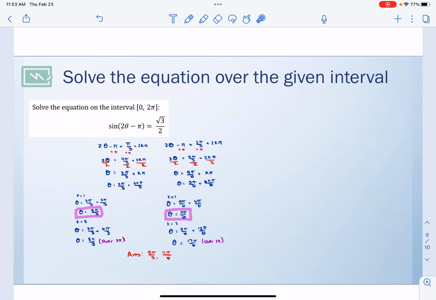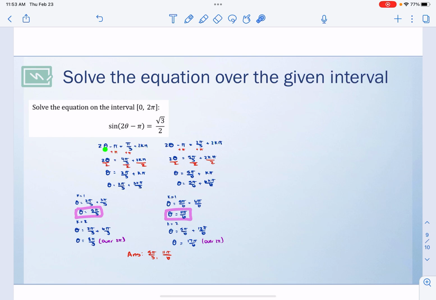Again, they're still asking us to solve this trigonometric equation on that given interval from 0 to 2 pi. So here, this number is already isolated. In order for me to get to theta, I need to get rid of the sine. So I have to think about what angles will give me square root of 3 over 2. That's going to be in quadrant 1 and in quadrant 2, which is pi over 3 and 2 pi over 3. And I'm going to add 2k pi.